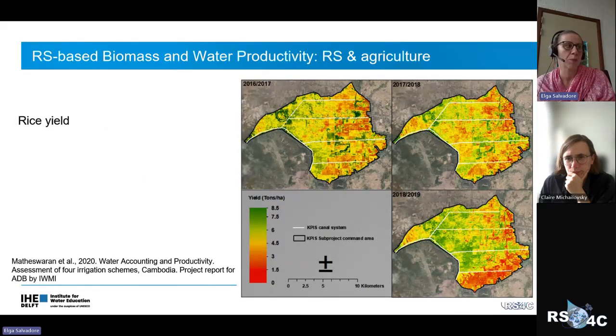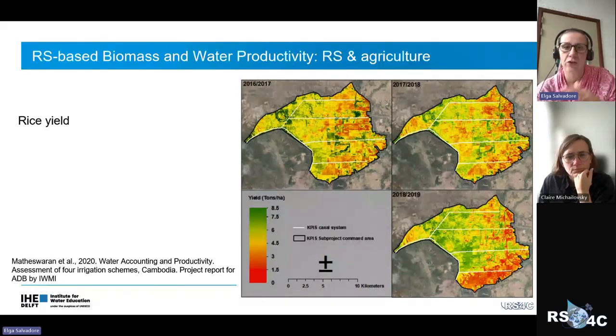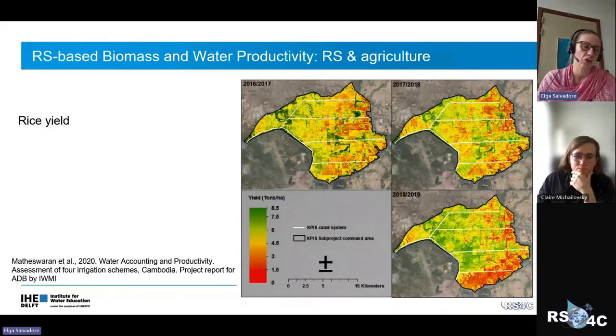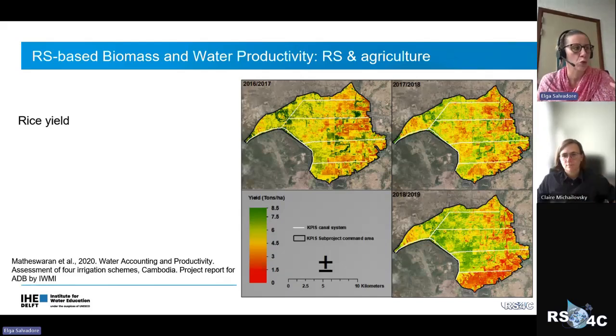So you can create maps of the water yield. In this case, rice. They have calculated the tons per hectare for every season. And then you can see also that there is quite a large variability within one irrigation scheme. So some plots, some farmers can produce up to 4 times other farmers in the same region.